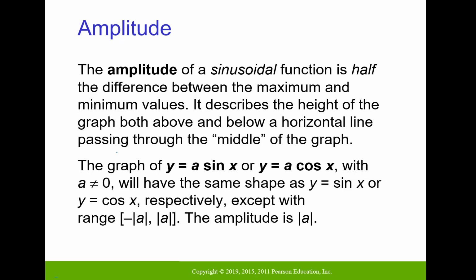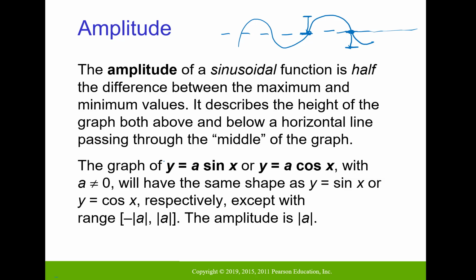The amplitude is, think of it like the height. It's half the difference between the max and the min values. For our wave shape, going through the horizontal, half the distance up or down is the amplitude. So how high up is this? That would be the amplitude. Or you could say how far down is this, how low does this go? That's the amplitude from the horizontal.